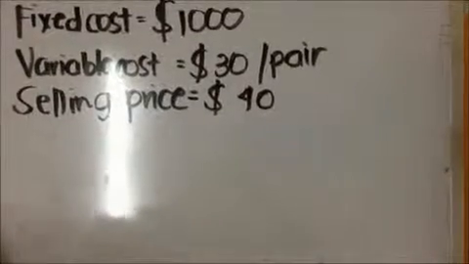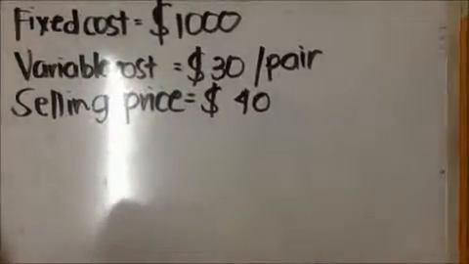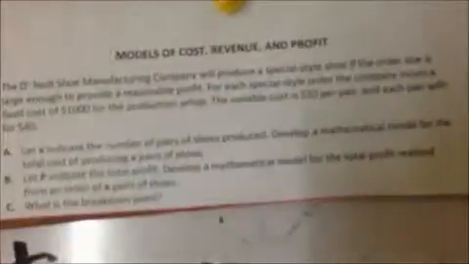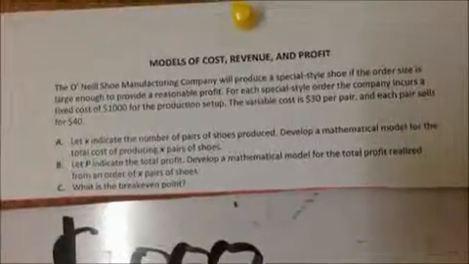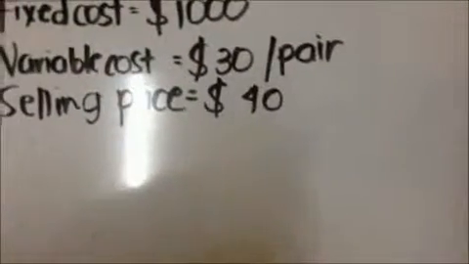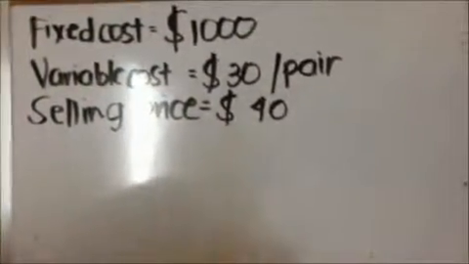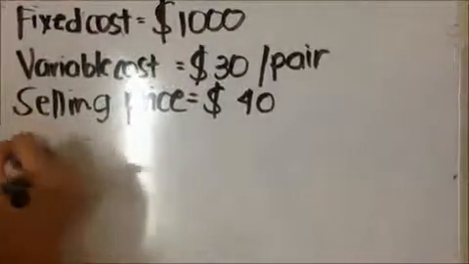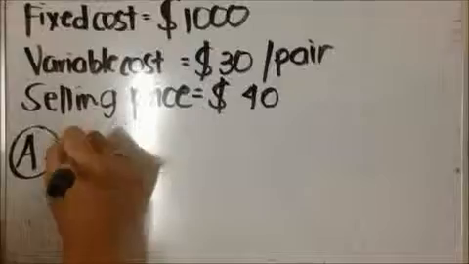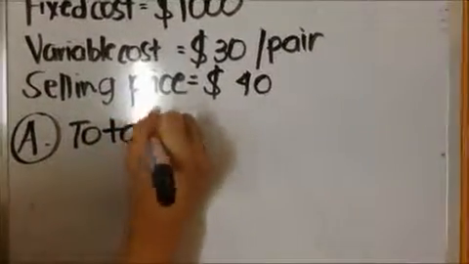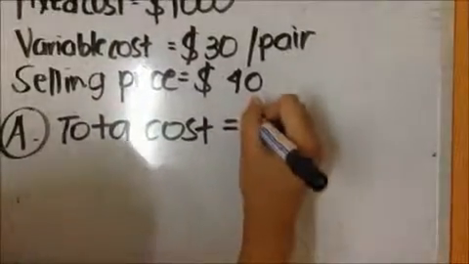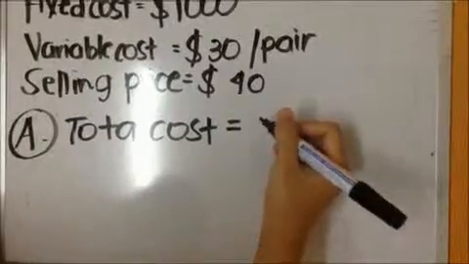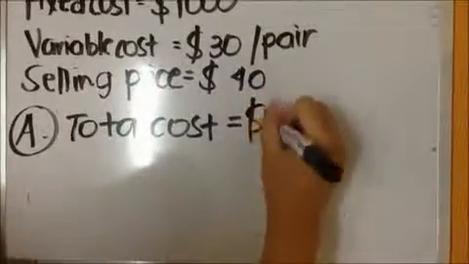For question A, let X indicate the number of pairs of shoes produced. Develop a mathematical model for the total cost of producing X pairs of shoes. We're looking for the total cost. The formula is the fixed cost plus the variable cost multiplied by X, which is the number of pairs of shoes produced. So it would be the variable cost, which is $30X, and the fixed cost, which is $1,000.